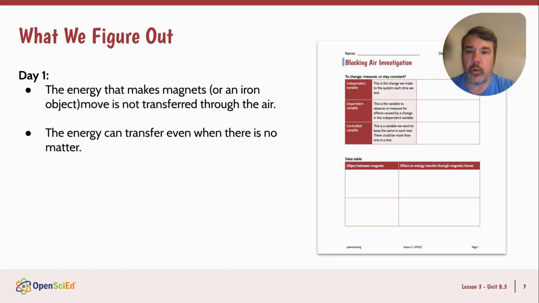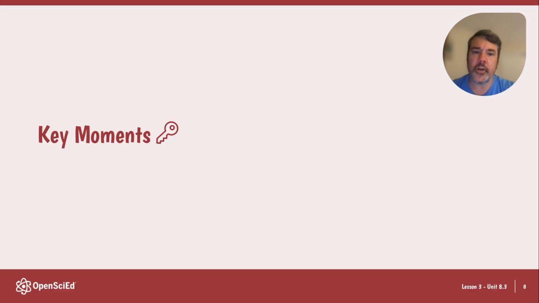So here's what we're going to figure out. Ultimately, the air has nothing to do with the transfer of energy. In fact, energy can transfer between magnets when there's no matter. And so that's really, really puzzling. But what we're basically doing in this lesson is ruling out what is actually happening. And it's going to help us want to know more about that space around the magnet. So let's take a look at a few key moments in this lesson.